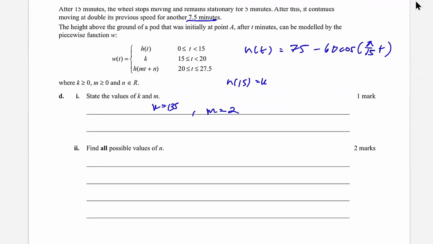So what we know is that at this point as well, there should also be continuity. So h of 20 times 2 plus n should equal 135. And actually, you can just solve that in your CAS and it'll give you that n is 5 plus 30k.